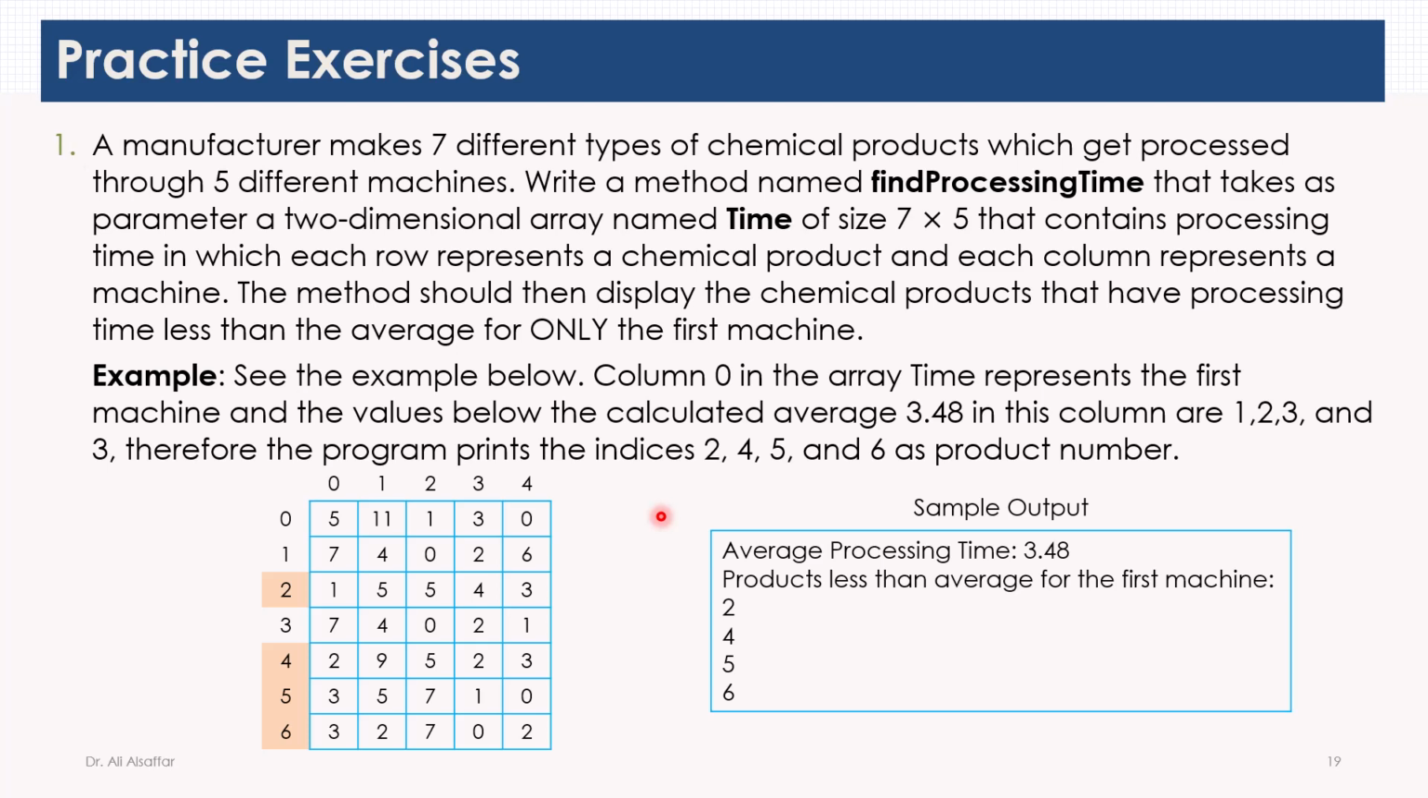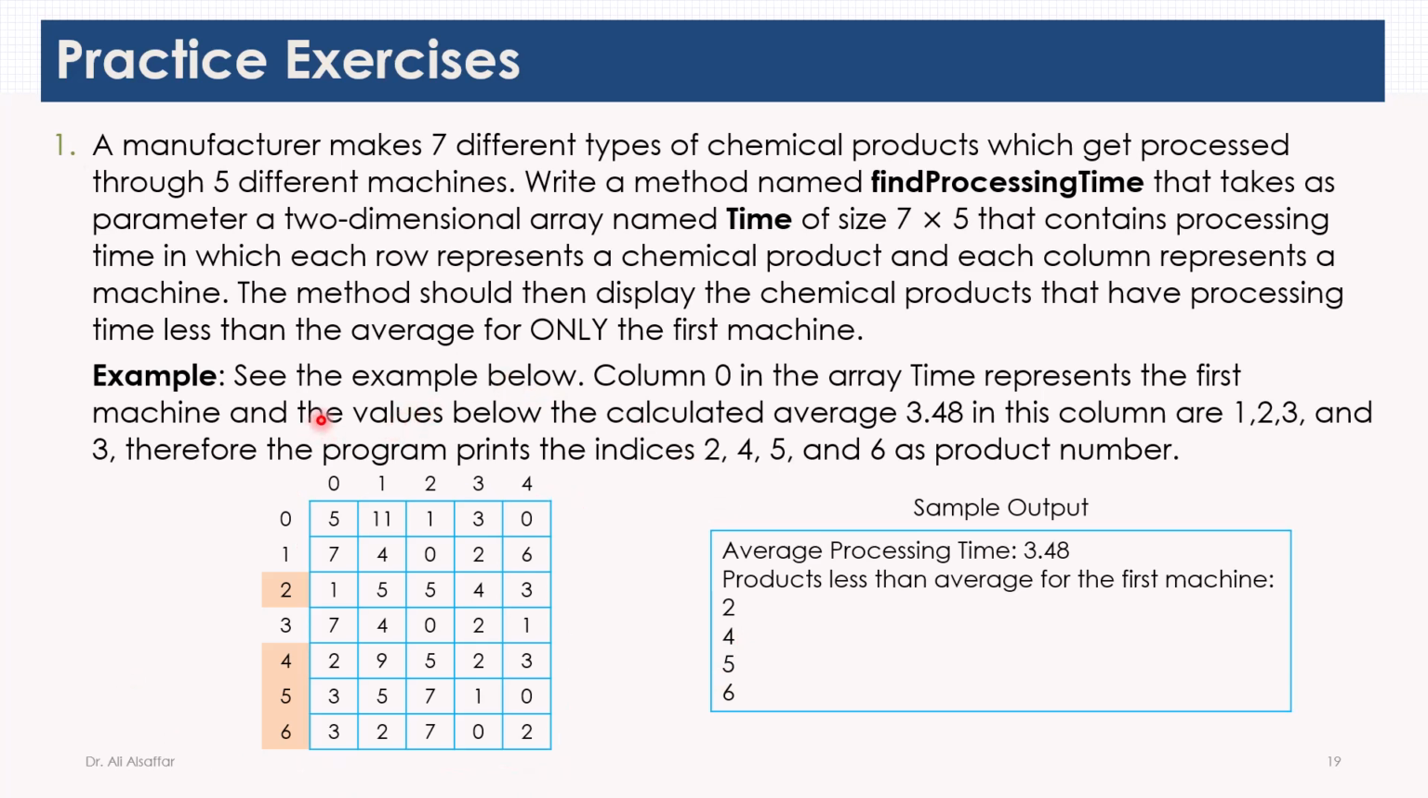The output first prints the average processing time for all machines, and then it prints the product numbers whose processing time is less than the average for the first machine. So how should the method process the two-dimensional array? In fact, this can be done in 2 steps. In the first step, we need to compute the average processing time for the entire array, and this can be done by processing the array row by row using nested loops.